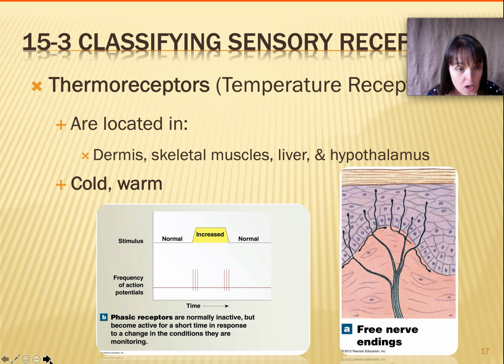All right, so the cold receptors are 3 to 4 times more numerous than warm receptors because, evolutionarily speaking, cold is more likely to kill you than warm. So, thermoreceptors are phasic receptors, meaning that they adapt quickly and they really only monitor changes.